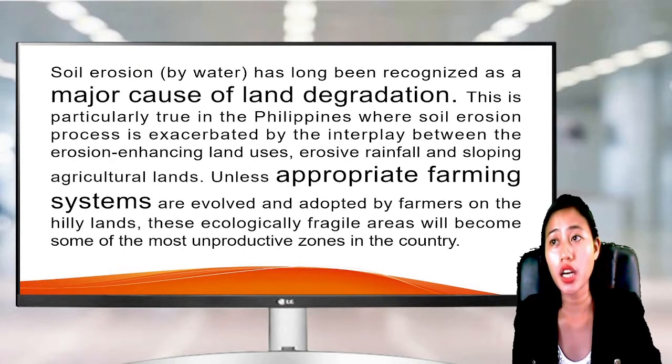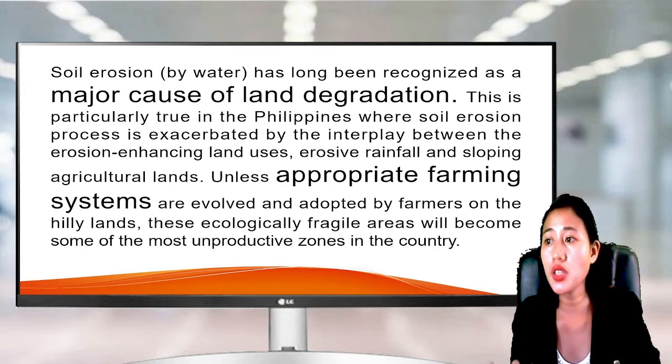Soil erosion by water has long been recognized as the major cause of land degradation. So this is particularly true in the Philippines, where soil erosion process is exacerbated by the interplay between the erosion-enhancing land uses, erosive rainfall, and sloping agricultural lands. So these factors worsen the erosion here in the Philippines. So unless appropriate farming systems are evolved and adapted by farmers on the hilly lands, these ecologically fragile areas will become some of the most unproductive zones in the country.